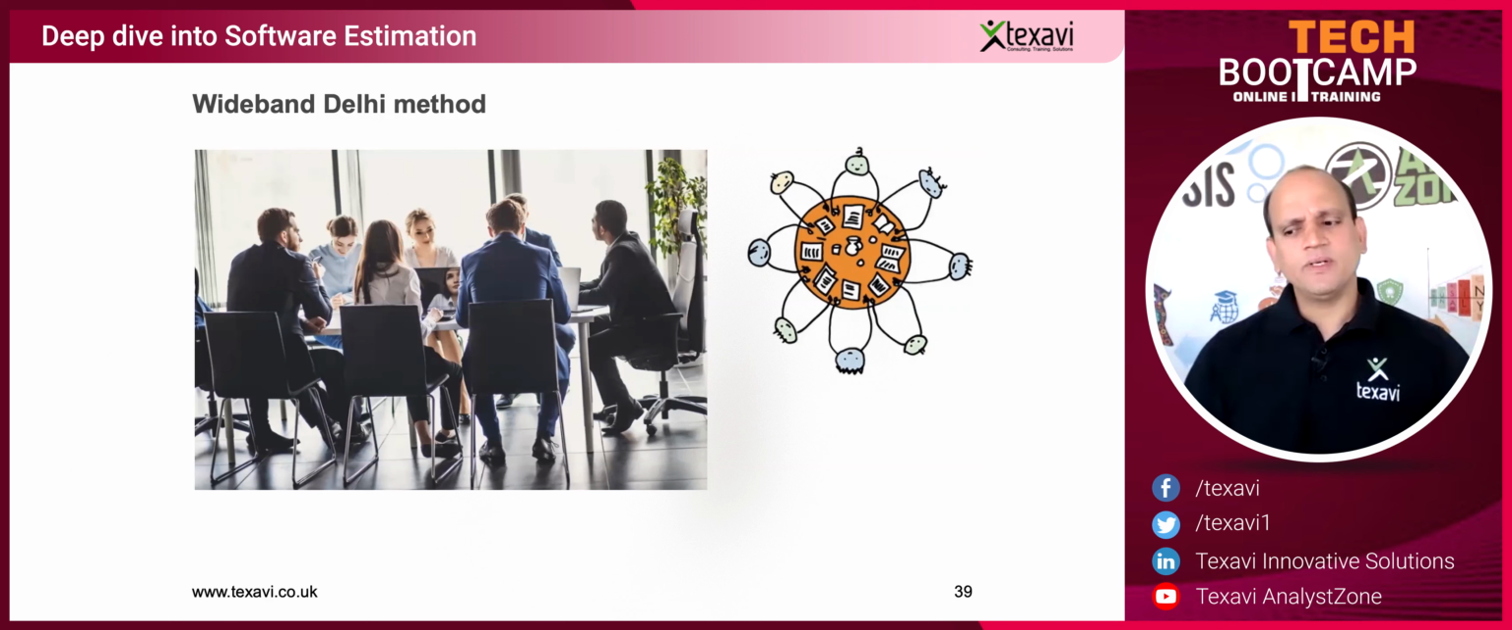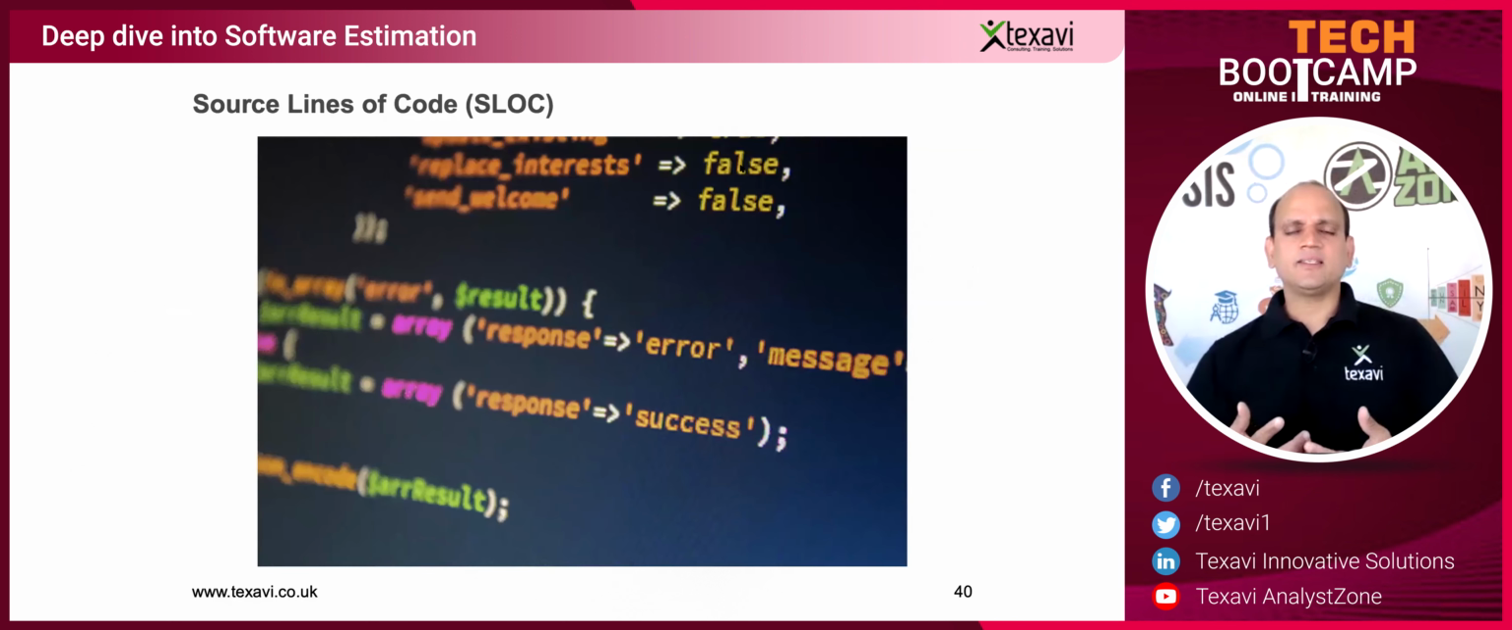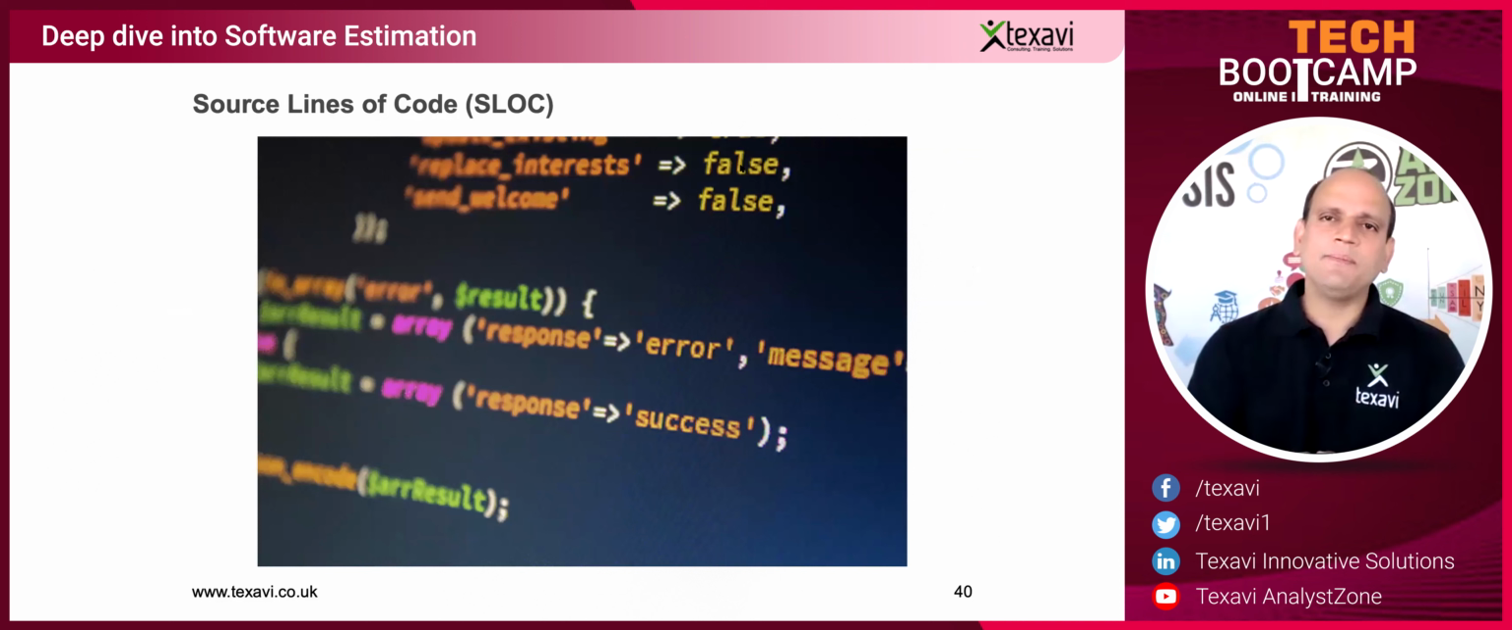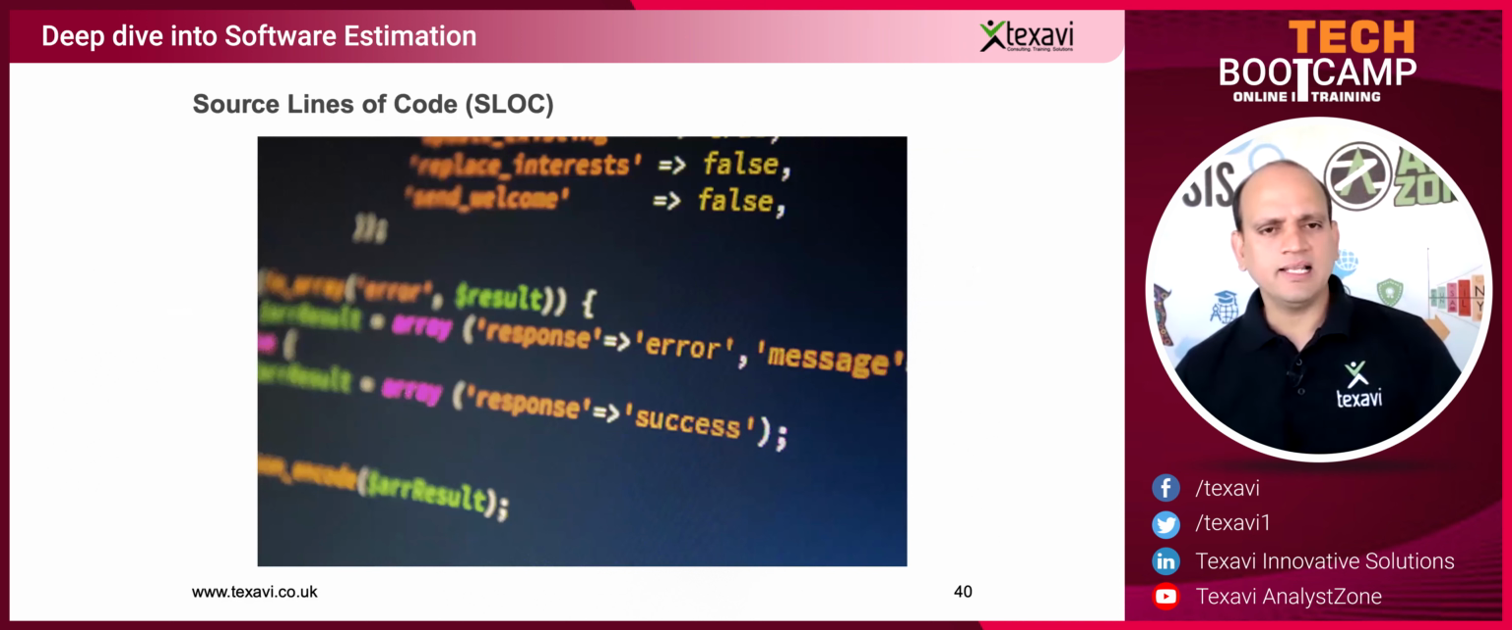But the next person would say, I think I would take about 10 days. So they have this kind of expert judgment, an expert opinion around the functionality. It goes on and on, and finally they arrive at an average figure, which is a consensus. The basic concept of planning poker is similar to that. We'll go into that slightly later.